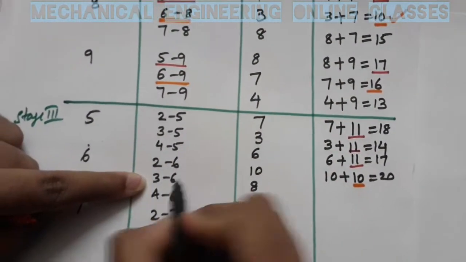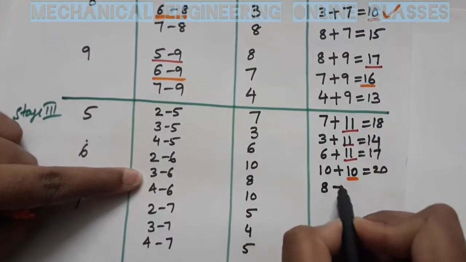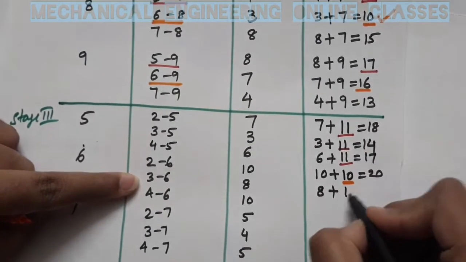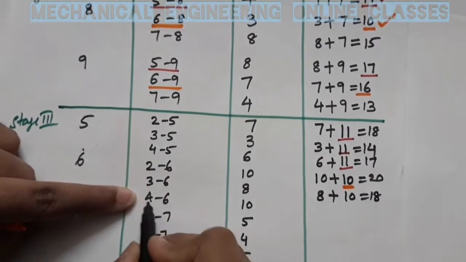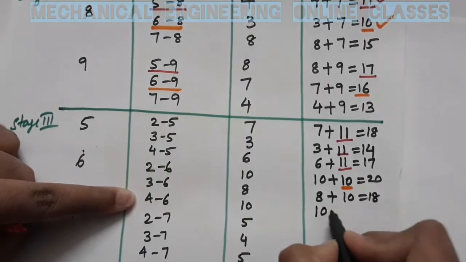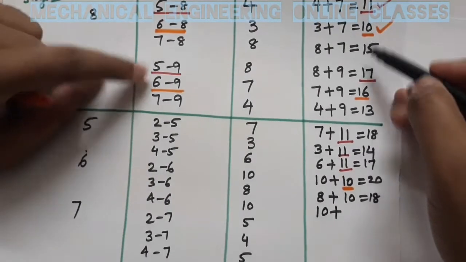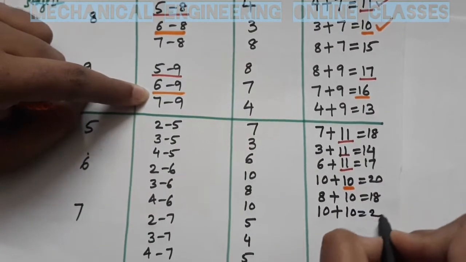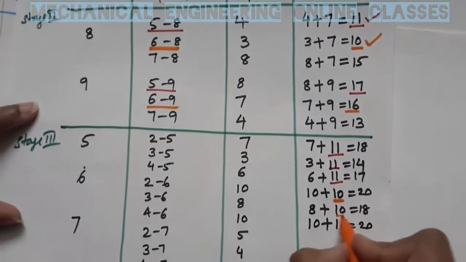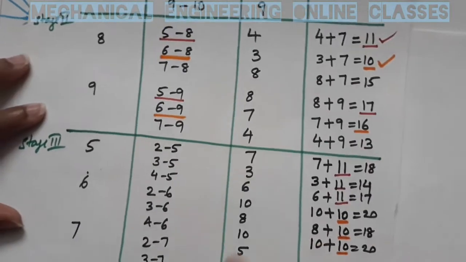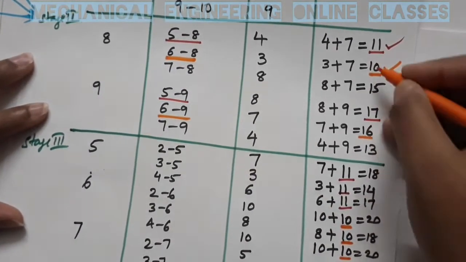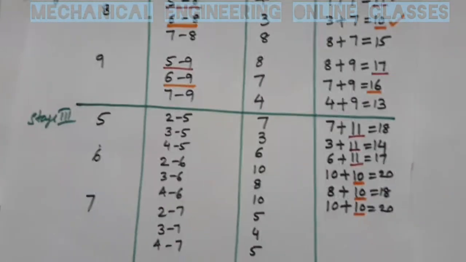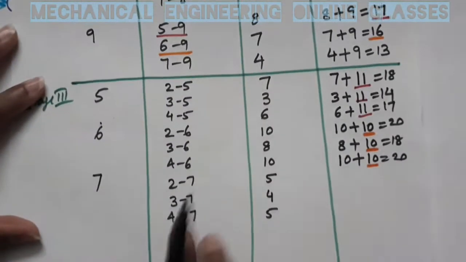So similarly 3 to 6 is 8 plus this minimum 10, which is 18, and 4 to 6 is 10 plus again the minimum of 6 to 8 and 6 to 9, which is 10. So this will be 20. These 10s are taken from the minimum of 6 to 8 and 6 to 9. In a similar fashion, we have to do this also.